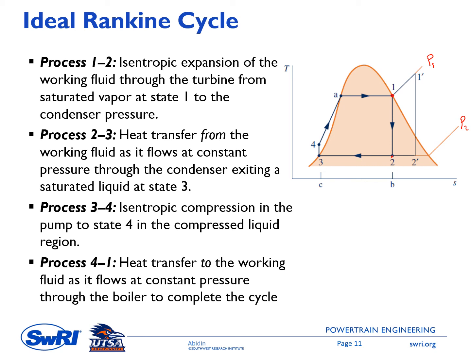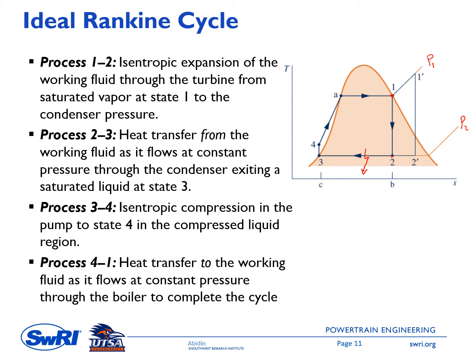Then process 2 to 3 is heat transfer from the working fluid as it flows at constant pressure through the condenser, exiting as a saturated liquid at state 3. From 2 to 3, there is heat transfer from the working fluid into the environment. At the exit of the condenser, the working fluid is saturated liquid. You can see that point 3 is at the dome line on the left side, saturated liquid.